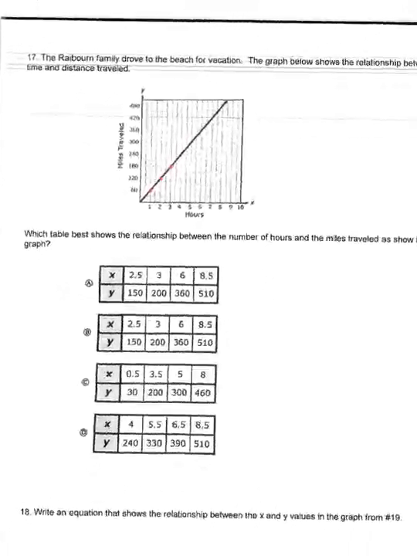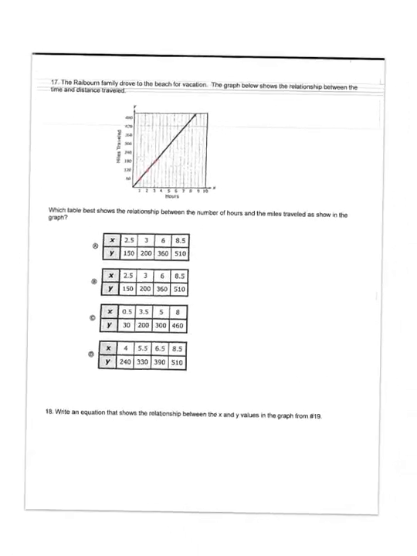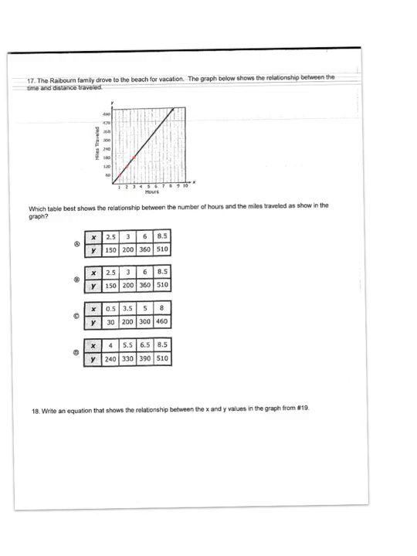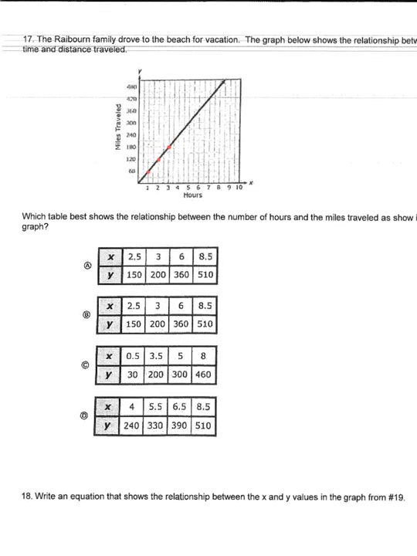So, look at the table. It says which one shows the relationship between the hours and the graph. So in other words, something's wrong. So if I'm going 60 miles an hour, 3 times 60 is not 200. And let's see, 8 times 60 is not 460, it's 480. So these 3 are wrong automatically.